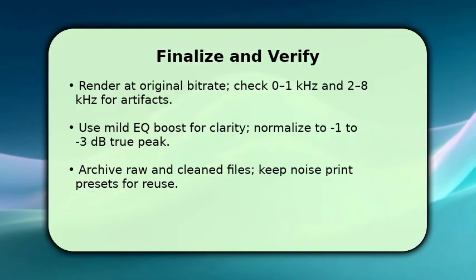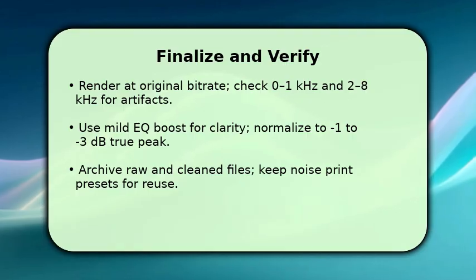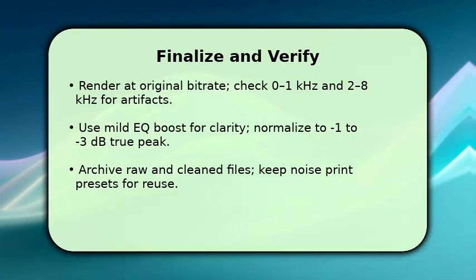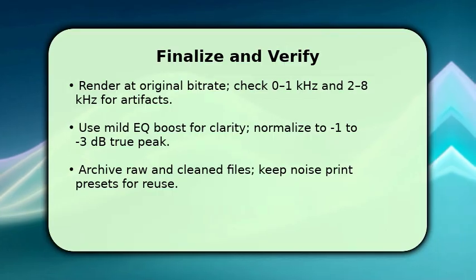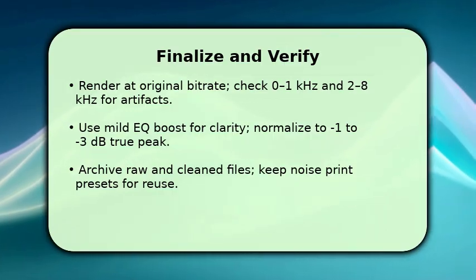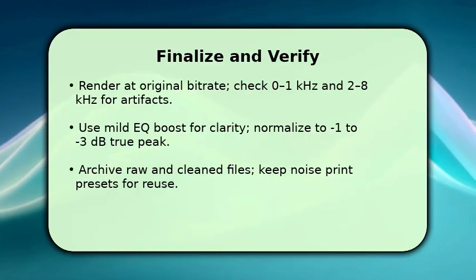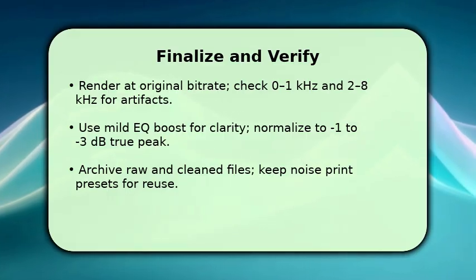Finish by auditioning the whole track at normal listening levels and in mono. This reveals remaining noise and phase issues. Apply a gentle EQ for clarity, small boosts in the 2.6 Hz range, and normalize to a true peak of about -1 to -3 dB.